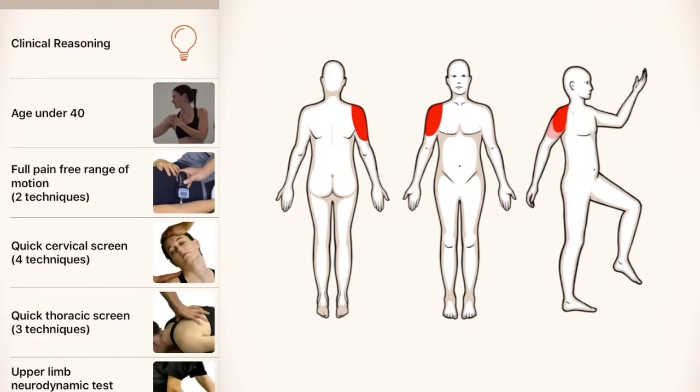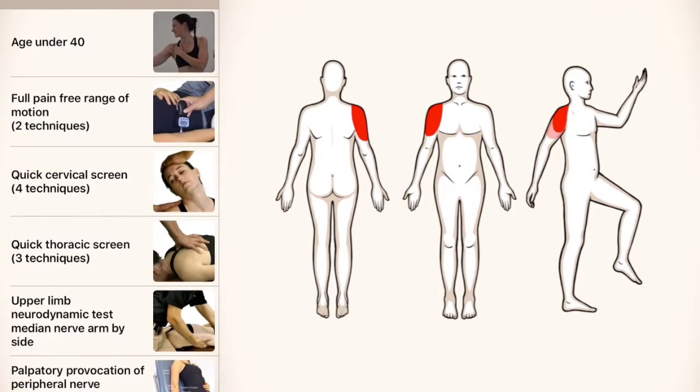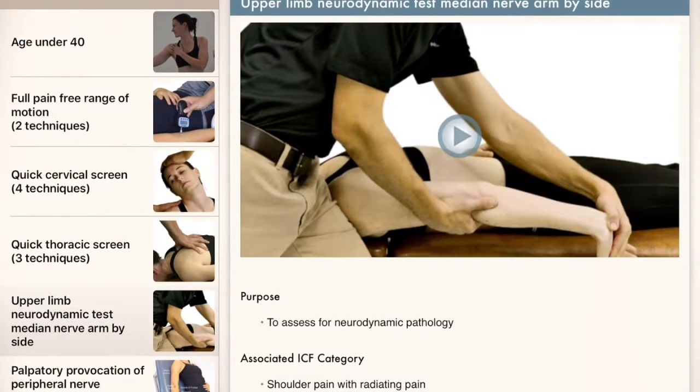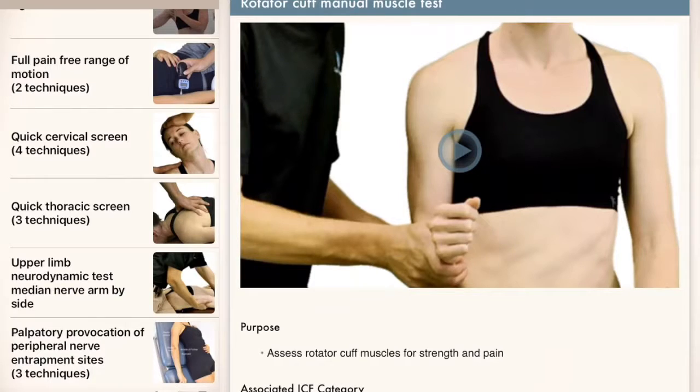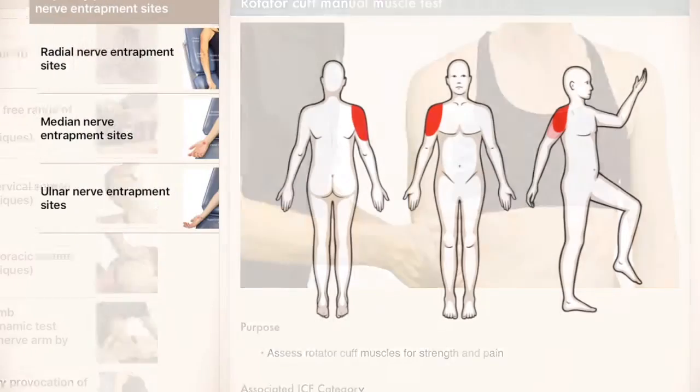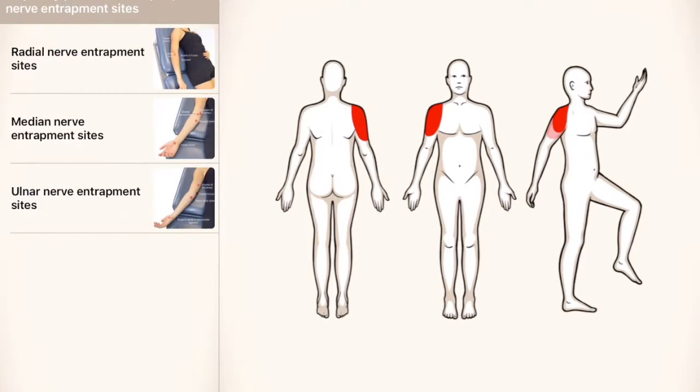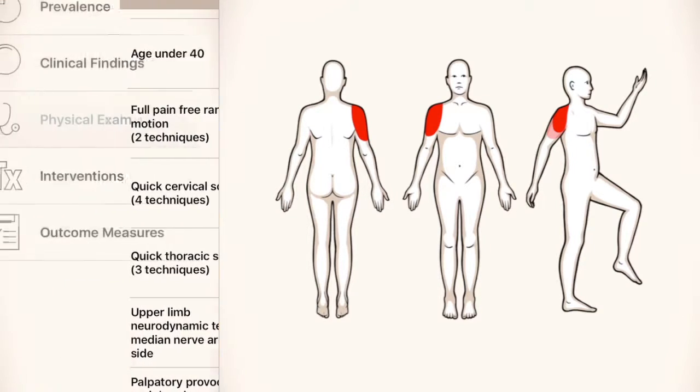Okay, we want to clear the cervical spine, clear the thoracic spine, rule out upper limb neurodynamic findings or contributions. You can see that we're doing this test with the arm by the side because the patients obviously have difficulty moving their arms into abduction or flexion. And then the guidelines also say to test the rotator cuff, rule out impingement or rotator cuff pathology. So you can see that there. And then palpate nerves. Okay? So those are the common nerve entrapment sites.